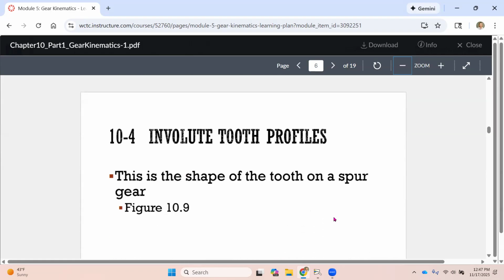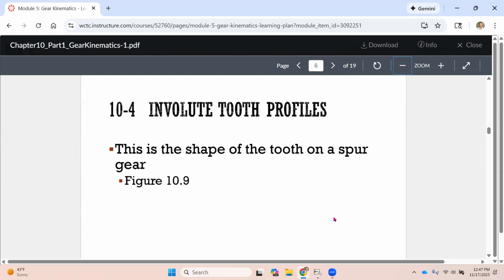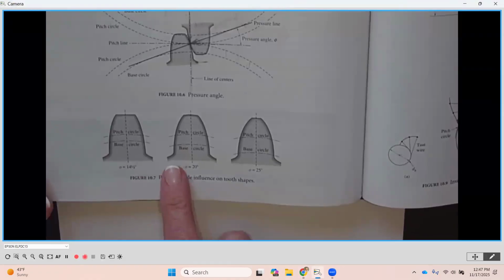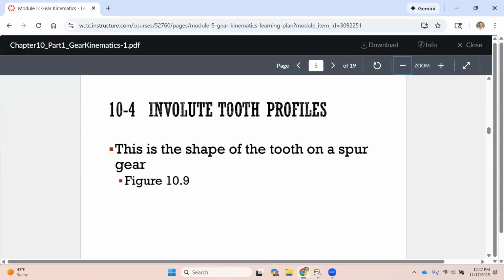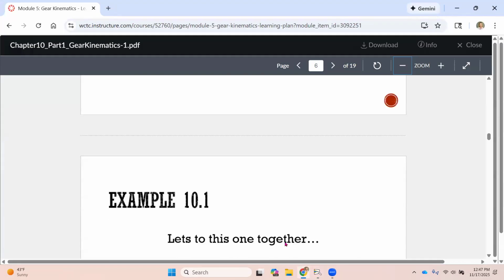Okay. Involute tooth profile. So that is going to be the profile. Let's see here. I think it's right here that we see down here. So this is the natural tooth profile that is created for spur gears. So that's what the tooth profile looks like. So it's specific to spur gears.